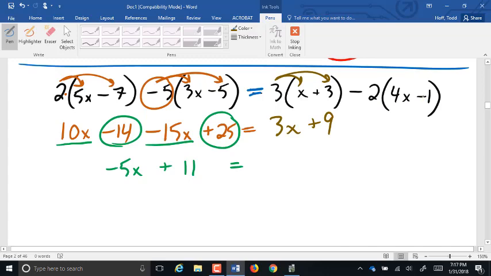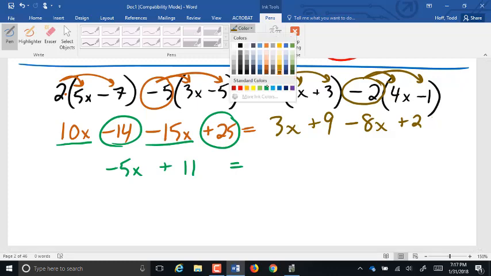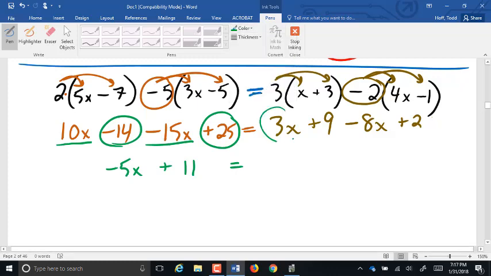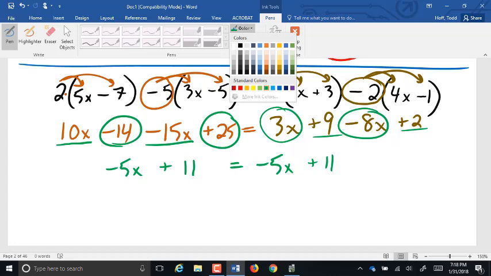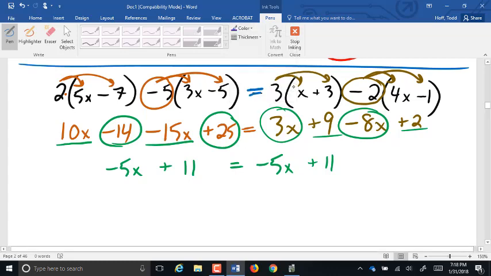Second parentheses, is there anything we can do in there? No. So we're going to multiply by negative 2. Negative 2 times 4x, negative 8x, and negative 2 times negative 1, positive 2. What can we combine? 3x and negative 8x make negative 5x. 9 and 2 make 11. Then what? X appears on both sides, so I'm going to get rid of it. It's a negative 5x. I add 5x. Problem is they both disappear, don't they?